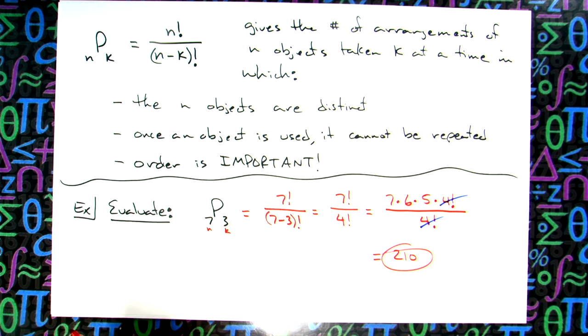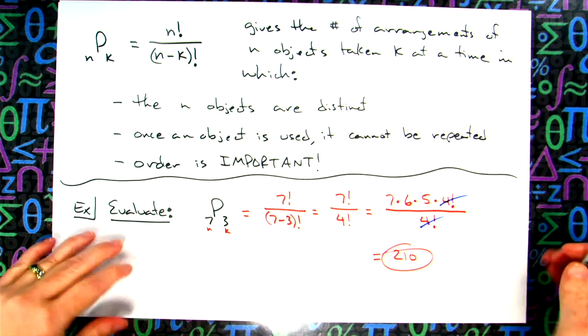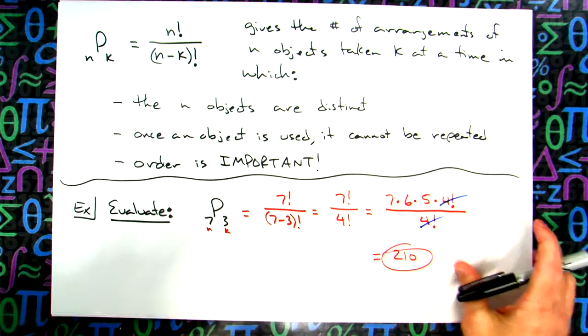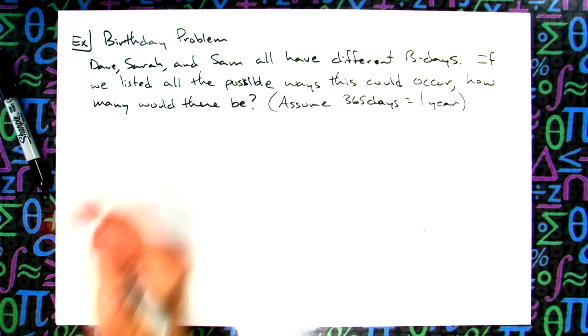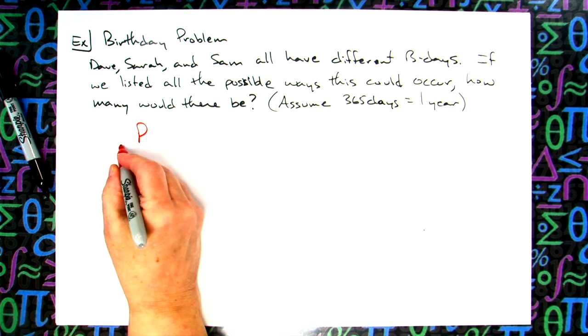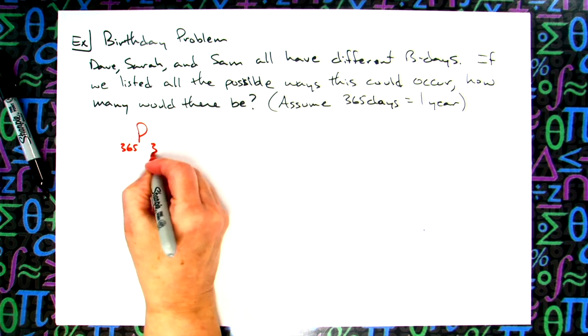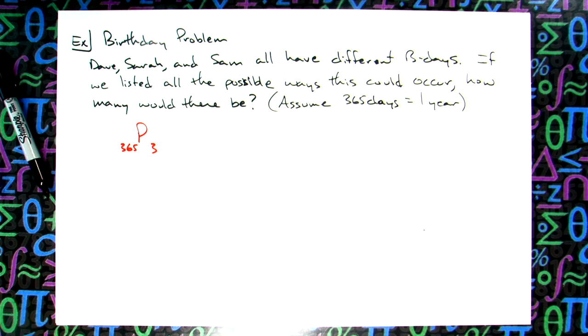All right, now the whole point of this is to be able to connect it to a story problem. So we'll do 2 different story problems that are specifically for permutations before we introduce the combinations. So this problem, as a permutation, you would set it up 365, 3. You're picking 3 birthdays out of 365. 3 different birthdays. This one I did right underneath permutation, so you know it's a permutation.